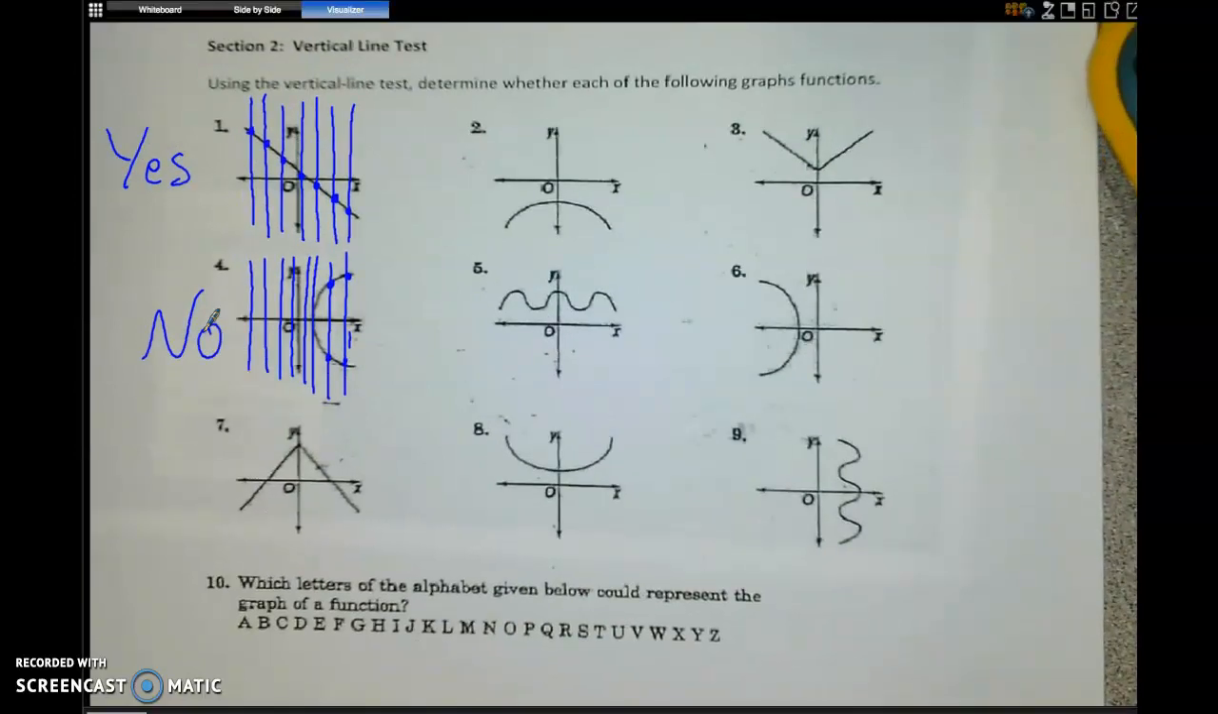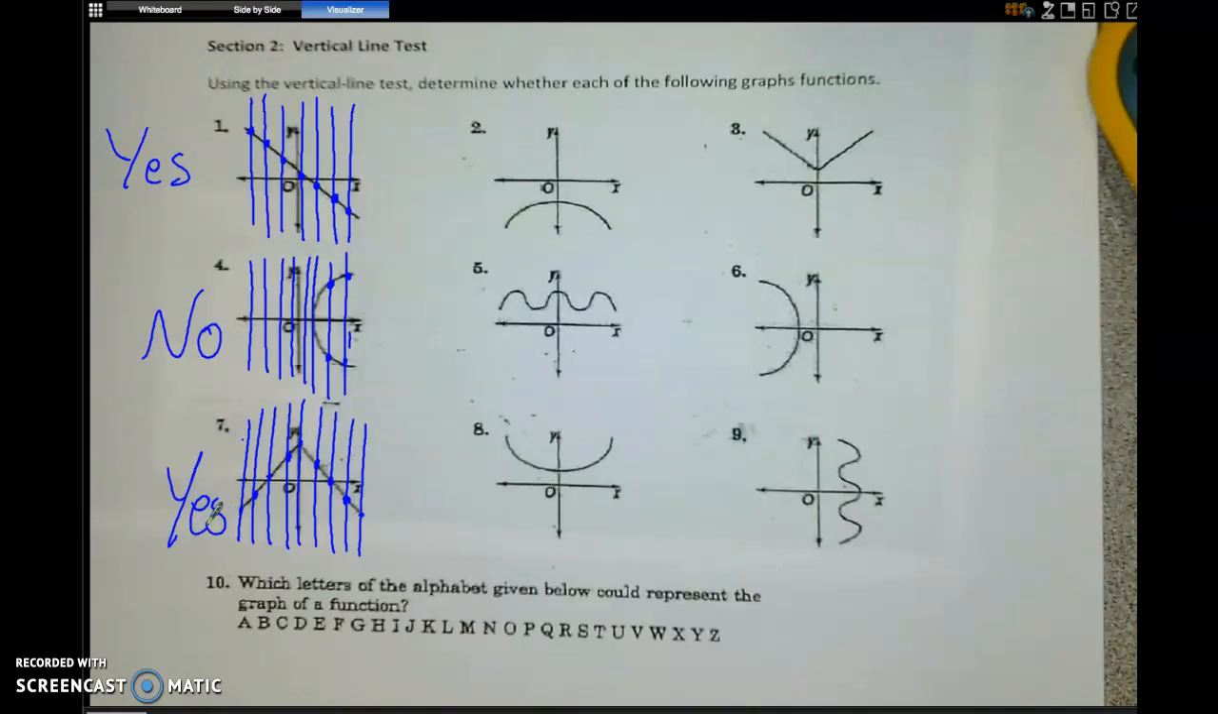Looking at the third section, 7 through 9. Okay. You're going to go through and you're going to do the vertical line test. Okay, so just drawing vertical lines. If it only touches the line in one spot, it is a function. And so here on number 7, it only ever touches the line in one spot. So number 7 is yes, it is a function.